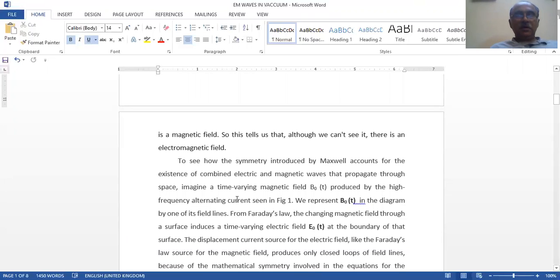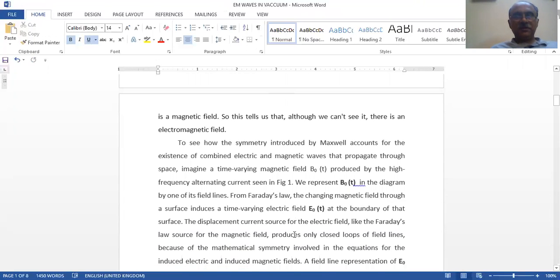To see how the symmetry introduced by Maxwell accounts for the existence of combined electric and magnetic fields that propagate through space, imagine a time-varying magnetic field B0, which is a function of time, produced by a high-frequency alternating current, which is shown in the figure just below. We represent B0 in the diagram by one of its field lines. We are not showing the entire schematic of the field lines. From Faraday's law, we know that a changing magnetic field through a surface induces a time-varying electric field at the boundary of that surface.